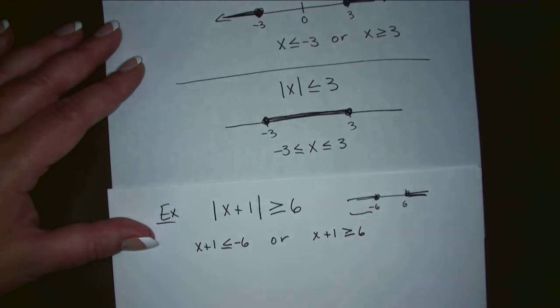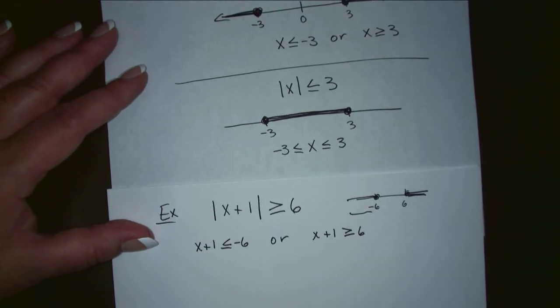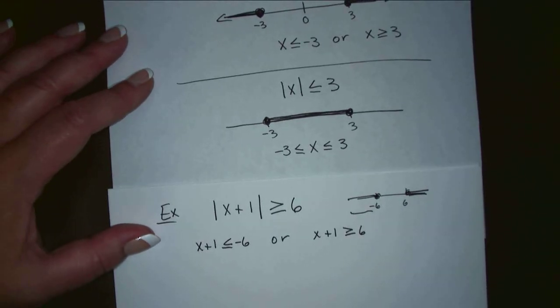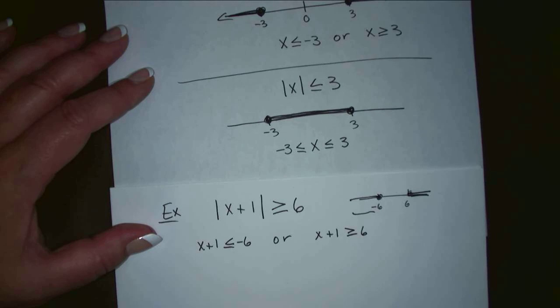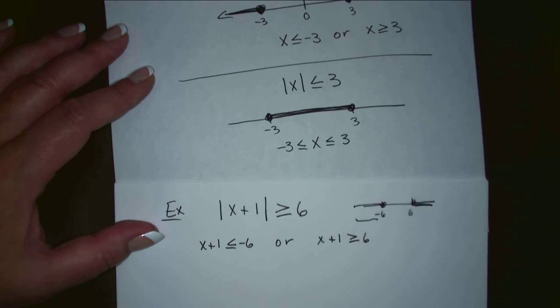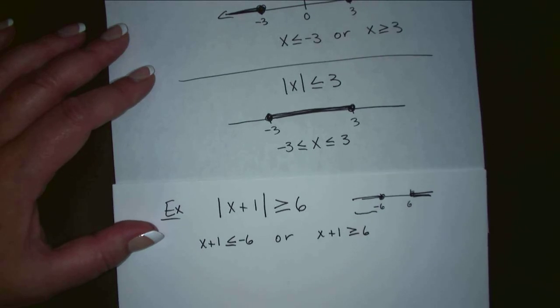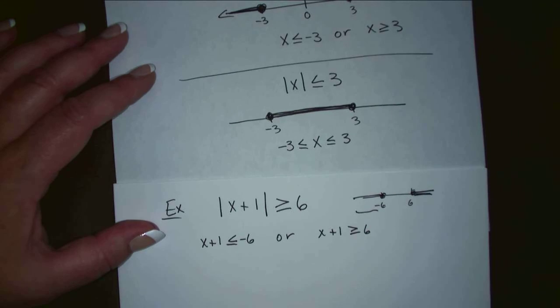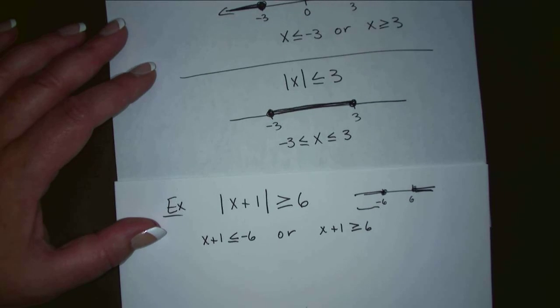And now we have 2 problems to solve. Just like when we did regular absolute values, there was 2 answers. There was always 2 problems to solve. It's equal to 6 or -6. And now we're either bigger or smaller than 6 and -6.